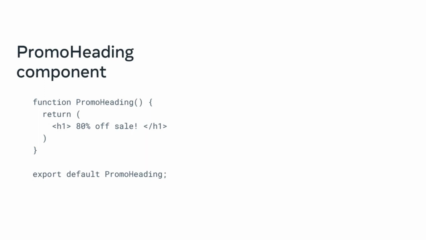Now let's say that the discount increases to 99% off, and you need to update the code to reflect this. One approach is to update the text inside of the h1 tags in the promo details component. That's a quick fix because there is only one change to deal with. However, let's explore a more complex situation.